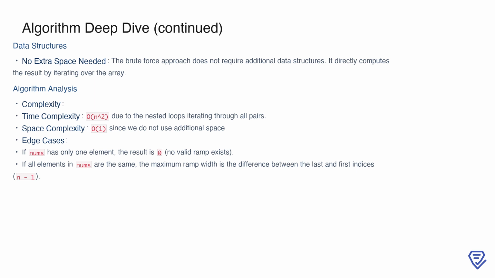Another edge case is when all elements in nums are the same. In this scenario, the maximum ramp width is simply the difference between the last and the first indices of the array, which is n-1. While the brute force approach is a good starting point, its inefficiency in handling larger inputs makes it unsuitable for practical use.